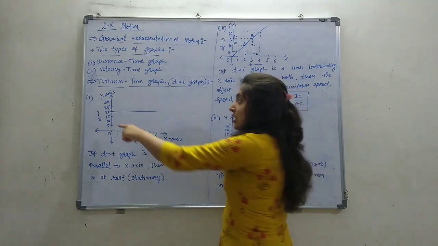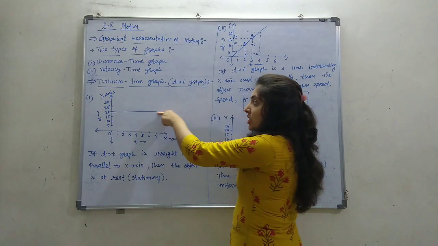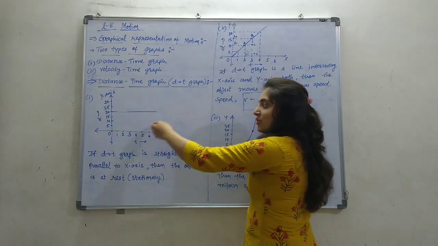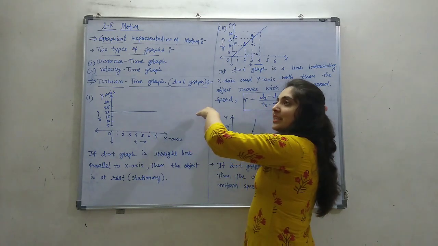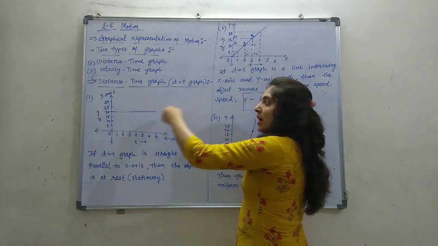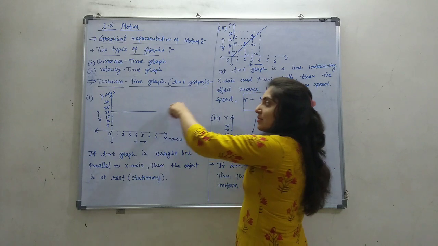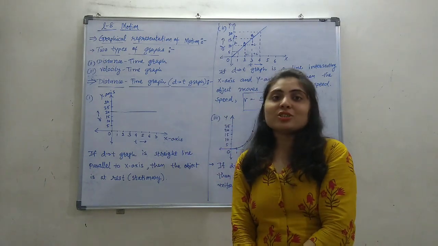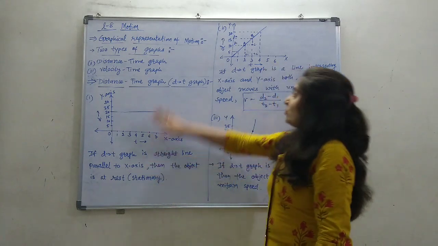Okay, why is it at rest? Understand very carefully, because distance is not changing with time. The time is passing: 1 second, 2 seconds, 3 seconds, 4 seconds. On the x-axis, as we go further, the time will pass, but distance remains constant. So this shape will represent the stationary object. Now, second one.